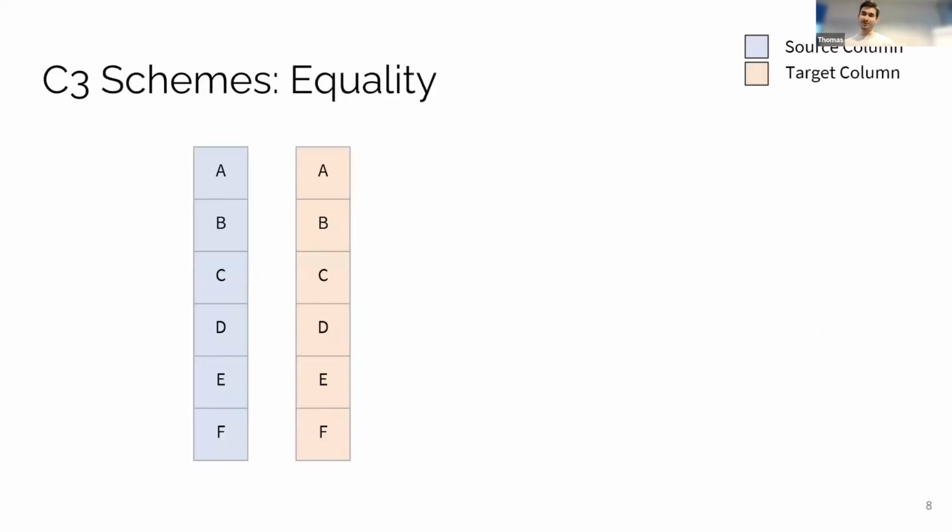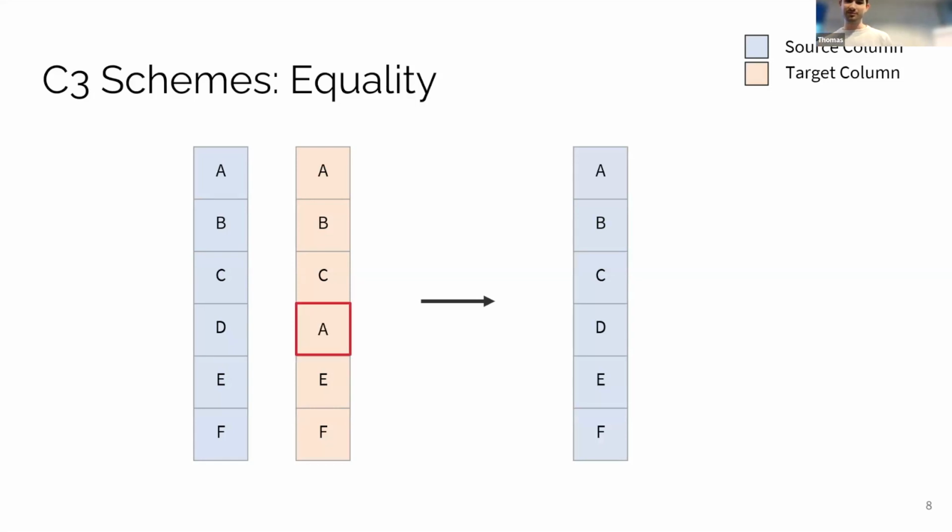So let me start with our simplest C3 scheme, equality. Given 2 tables of a column which are identical, it's pretty clear that we can exploit this for compression by just throwing away the target column and storing only the source column. But even if there is a small amount of deviation, for example here, then we can store this as exceptions, and we can still benefit from the correlation.